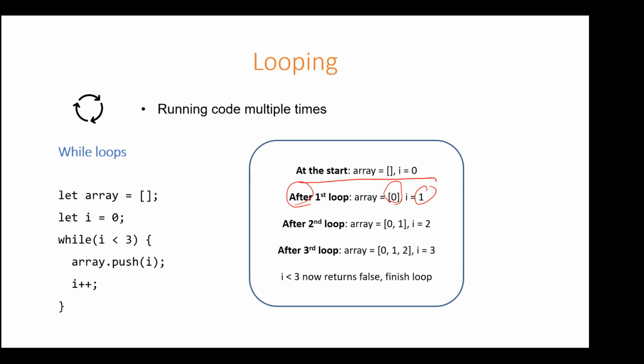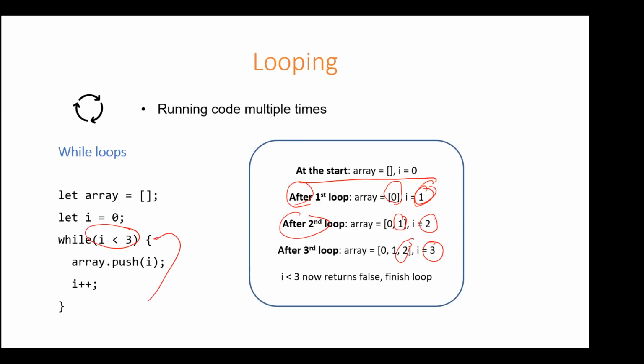Then you check the condition, check i, whether it is less than 3. Now i equals 1, which is less than 3. The condition is true, so you run the loop again. At the second loop, now i equals 1. So I push 1 into the array and I increment i to 2. Then I check, is it less than 3? It's still less than 3. I run it the third time. In the third run, I push 2 inside and increment i to 3.